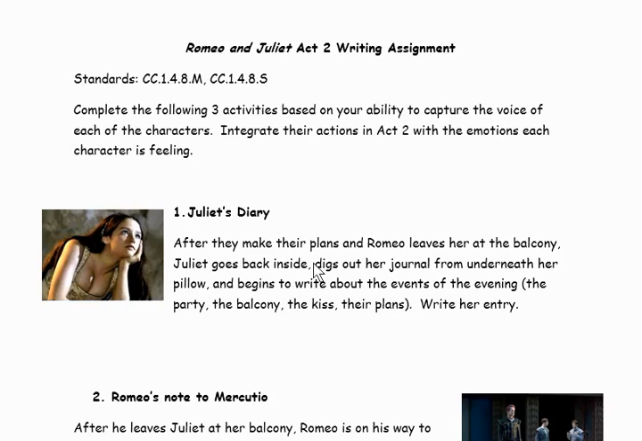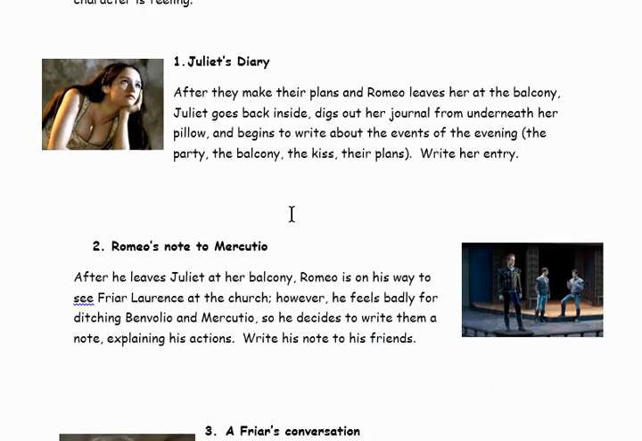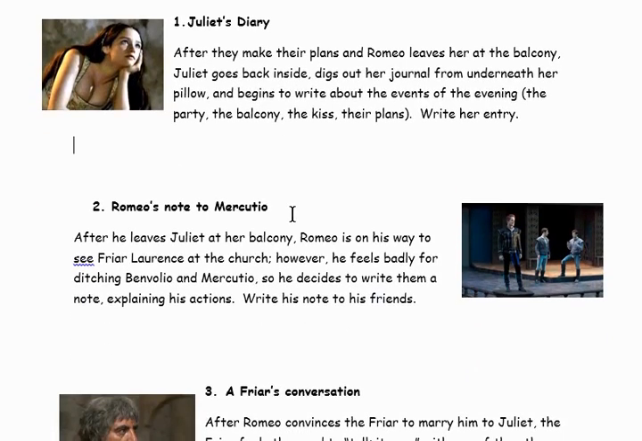So what I'm going to ask you to do for number 1 is pretend that you're Juliet. So boys, you got to put on your long flowy locks and pretend you're Juliet, okay? Put on your high voices. All right. After they make their plans, Romeo leaves her at the balcony. Juliet goes back inside. She digs out her journal from underneath her pillow and begins to write about the events of the evening, which is the party, the balcony, the kiss, and their plans. Write her entry. What would Juliet think? What would she be emotionally expressing, and what are their plans for the future? You are taking on Juliet's perspective and her point of view.